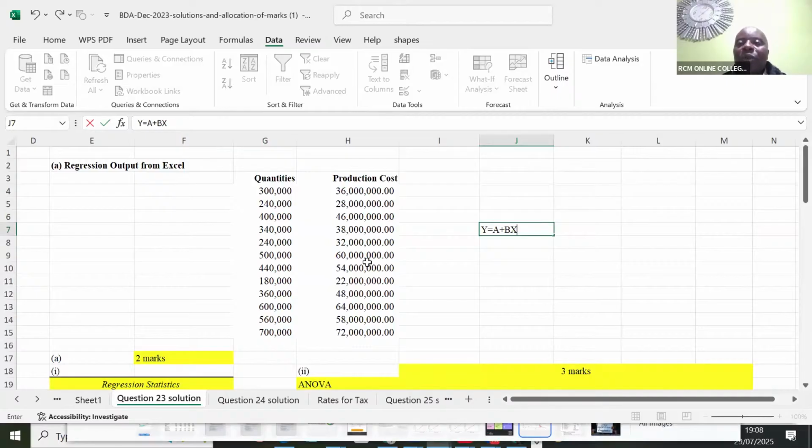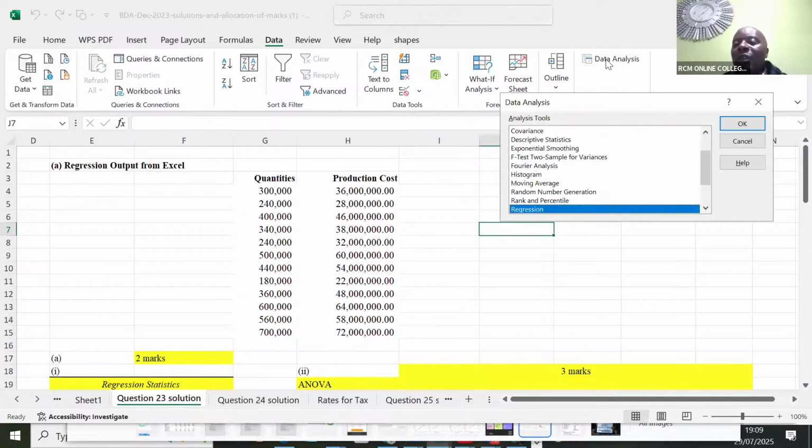All right. So how do we go about this? It's very, very easy. What you need to do is to click the data tab on your ribbon, and then you go to data analysis. Once you click on data analysis, you'll be able to see this data analysis toolpack. It has so many tools to get covariance, descriptive statistics, exponential smoothing. So in this case, roll until you get regression here. You click on regression, and then say okay.